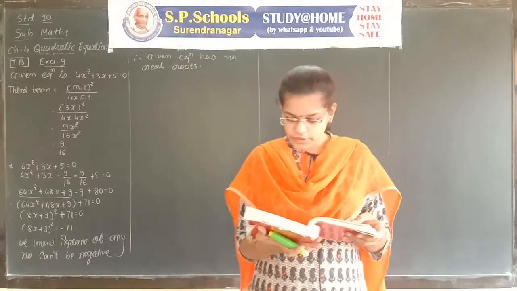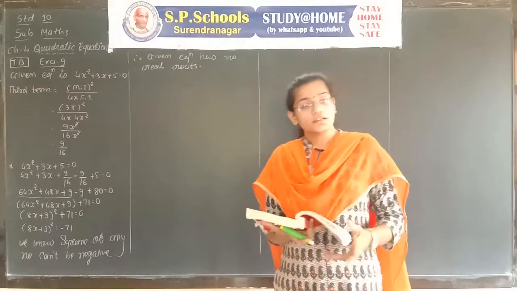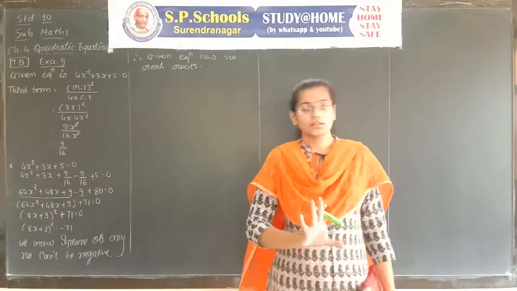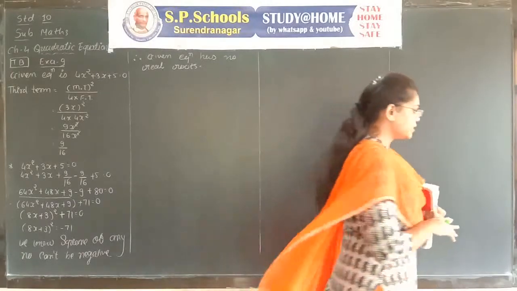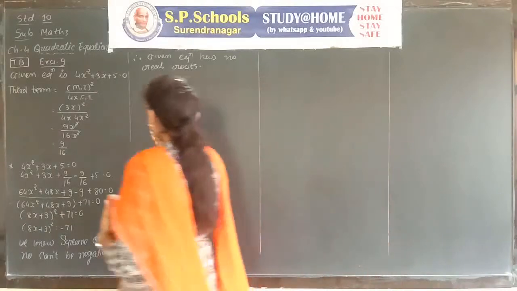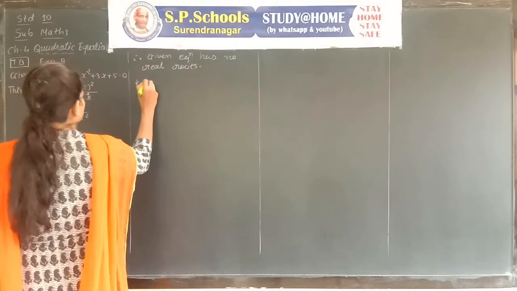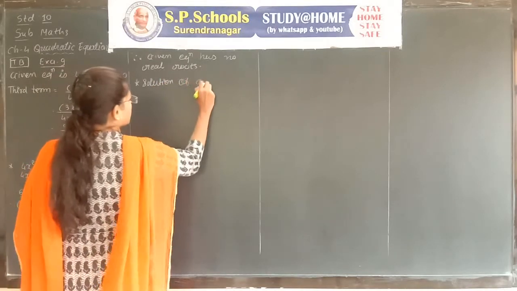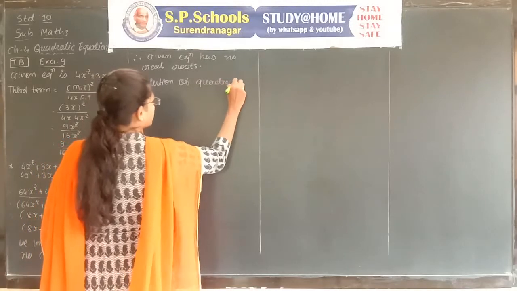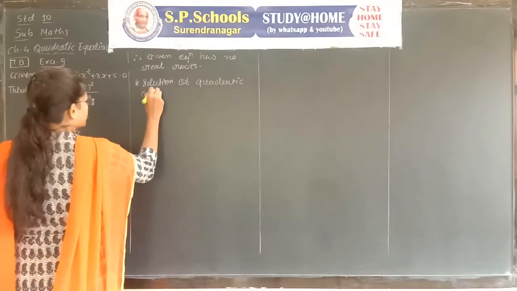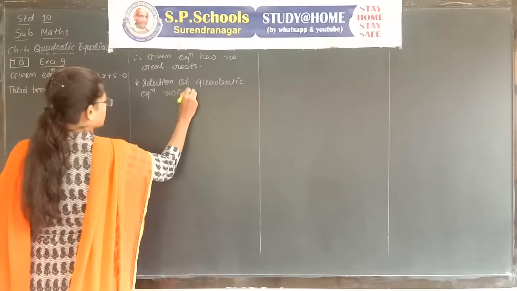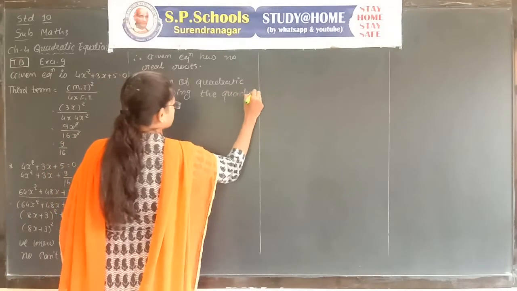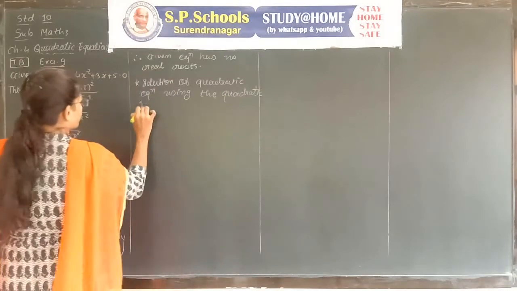Here example number 9 is completed. That was the theory and 3 examples regarding the completing the square method. Now we discuss new theory. The new theory is the quadratic formula: solution of a quadratic equation using the quadratic formula.